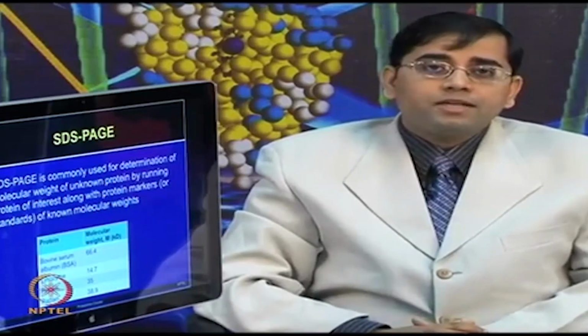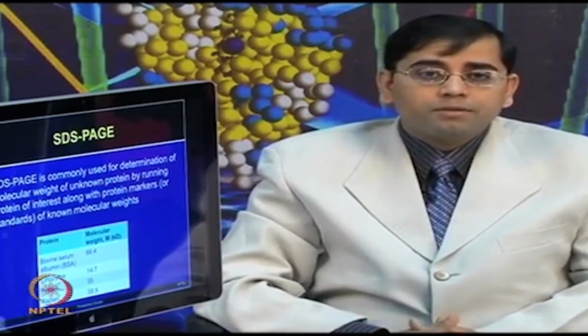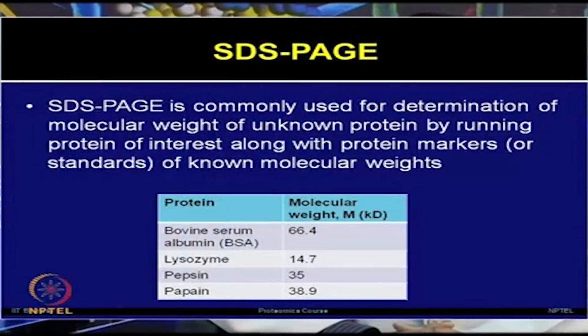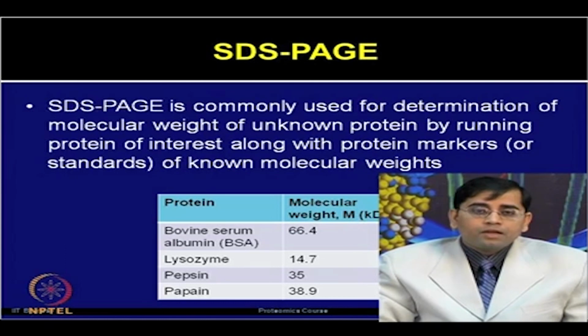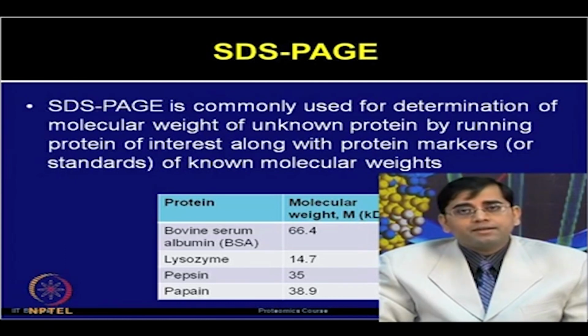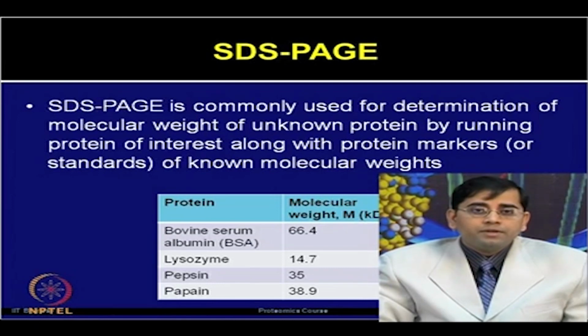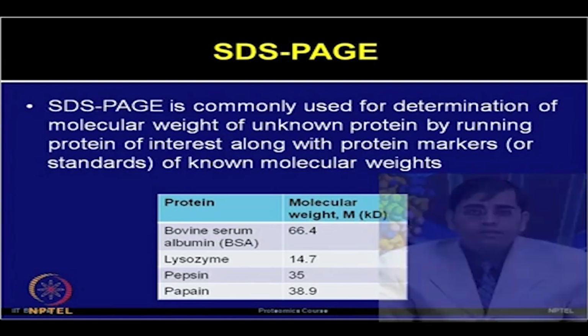So, SDS page is one of the very commonly used methods for determining the molecular weight of a protein of your choice, or an unknown protein for which you want to know the molecular weight. If you run the standard protein markers along with your unknown protein, you can determine the molecular weight of the unknown proteins.